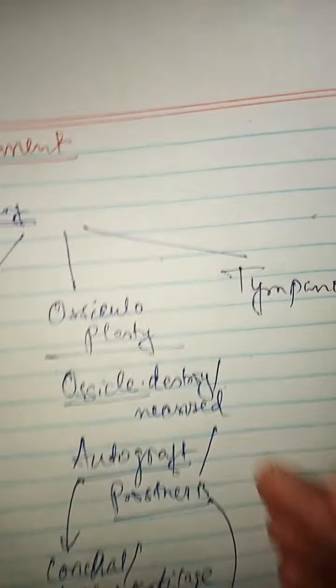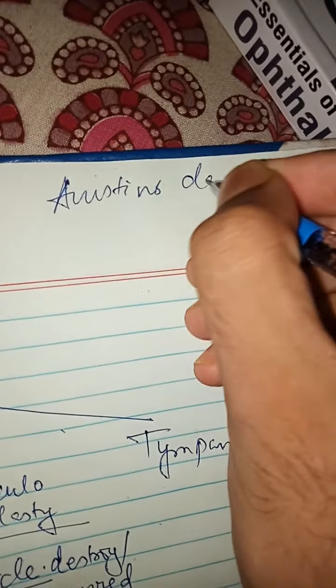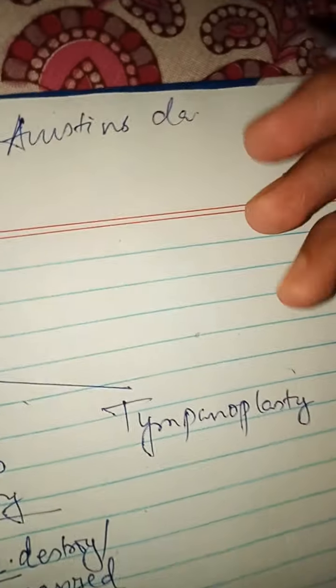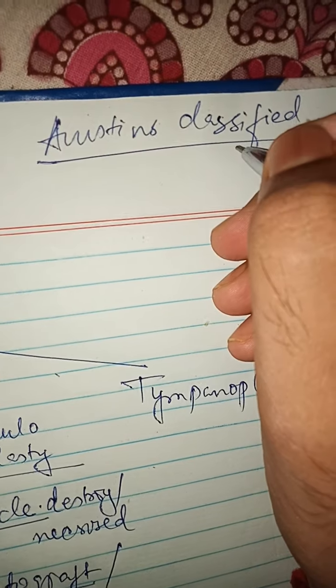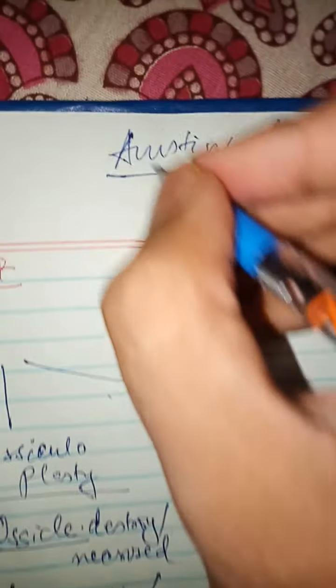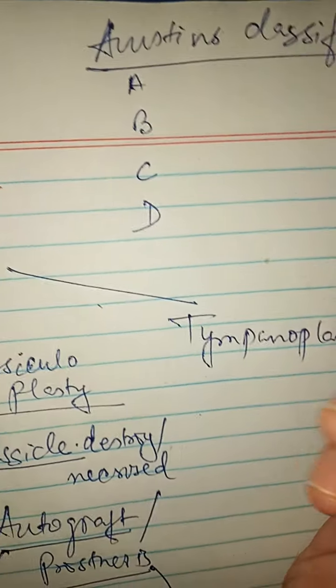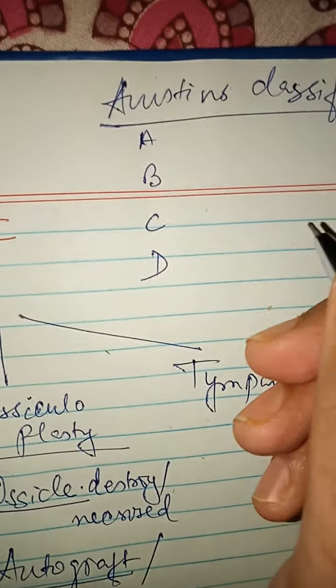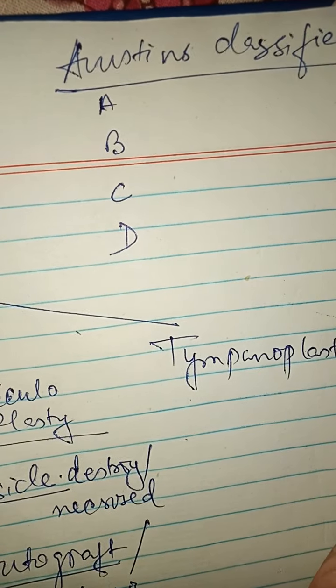Okay, now I will discuss when I will give the prosthesis according to Austin's classification. Austin classified ossiculoplasty into type A, type B, type C and type D. So ossicular erosion is also classified into type A, type B, type C, type D.